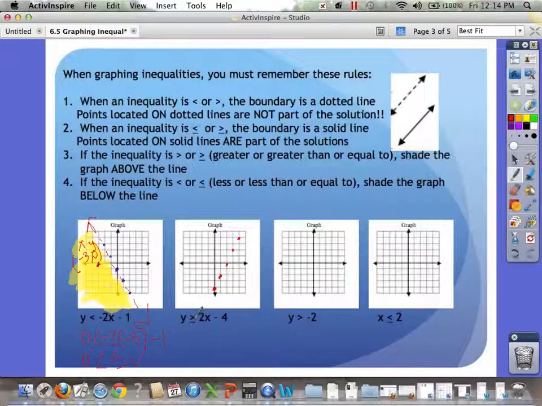Okay, now this one says greater than or equal to, so that means it is going to be a solid line, which means that the answers on the line are also part of the solution. As you could test it over here, if you pick this point right here at -1, 0, it would not work on this particular equation. But this one, the points on the line do work. And we'll try it over here. We'll do some over there.